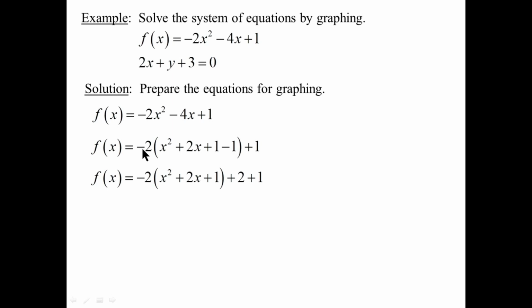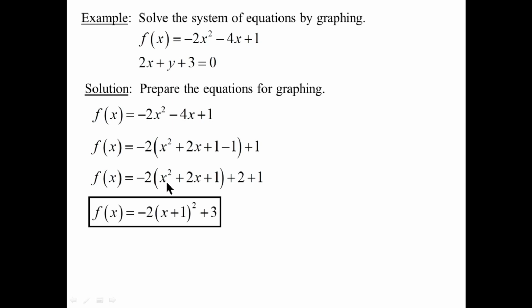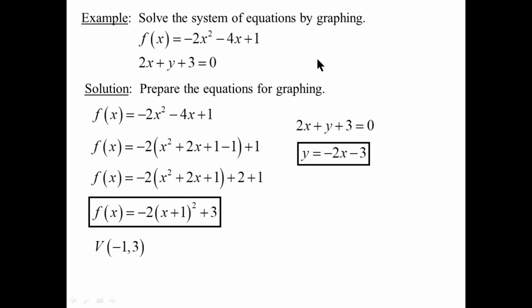Removing the fourth term and distributing the -2 into the bracket to remove this fourth term. And repackaging the square. This is a perfect square, so we can express it as a square of a binomial, and combining these to 3. We have our vertex at -1, 3. Taking the line, preparing it for graphing, let's isolate y. Y equals -2x minus 3, kind of looks like mx plus b, and we're ready to do the graphing.